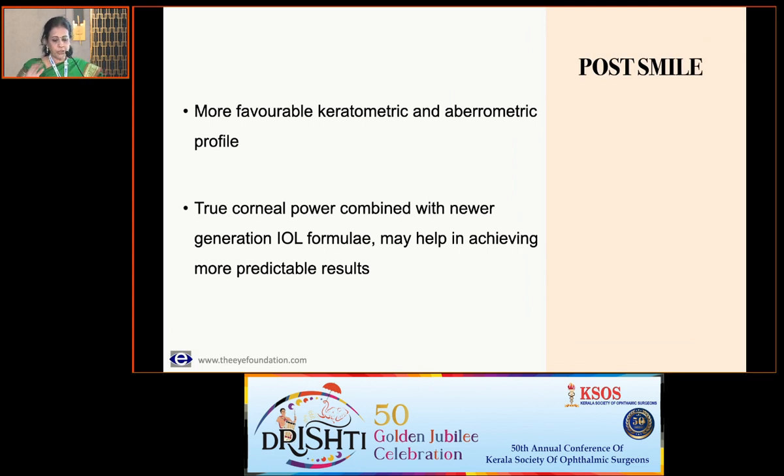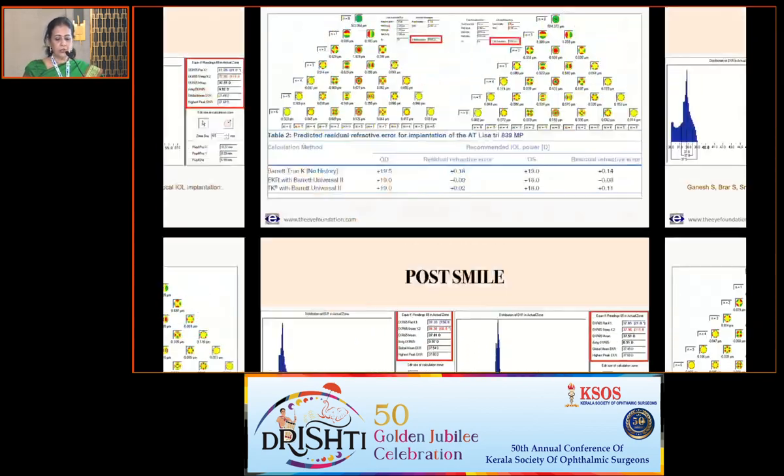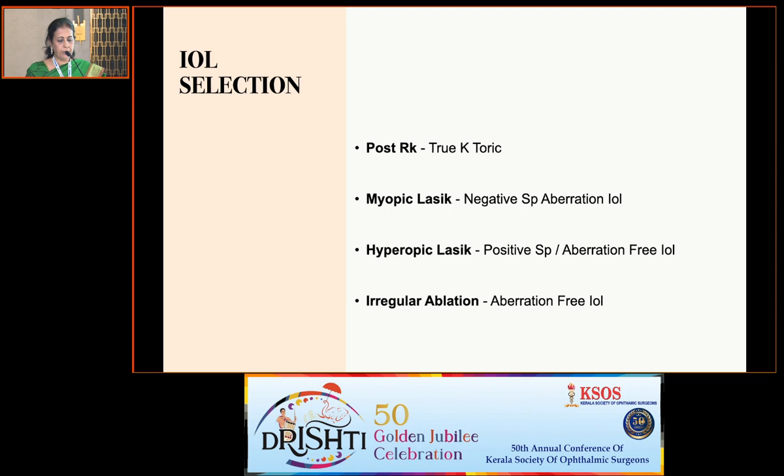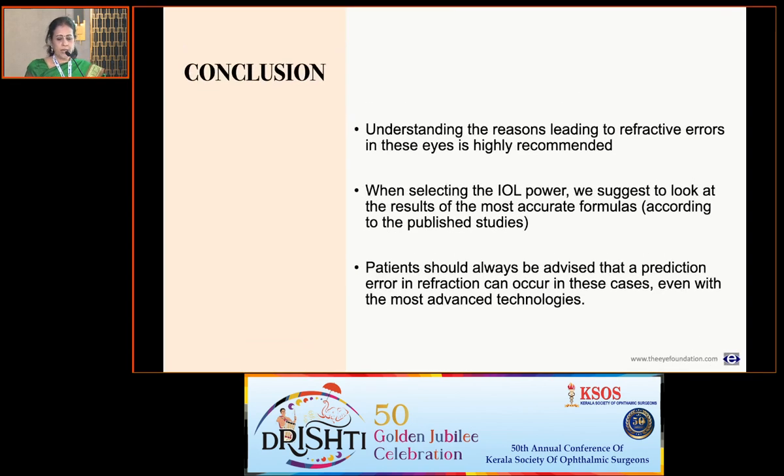Post-SMILE is much better, because of more favorable keratometric and abberometric values, and even the EKR value shows a good peak, so does the aberration study. The last slide, which I have to tell you is, in post-RK, you can use a True-K toric. For a myopic LASIK, we remember that you are inducing positive spherical aberration, so you use a negative spherical aberration IOL, and most of our IOLs are negative spherical aberration. For a hyperopic LASIK, we need to remember that you are inducing negative aberration, so use a positive spherical aberration IOL like a Sensar 3-piece IOL or an aberration-free IOL of Bausch & Lomb, and if it is an irregular aberration, use an aberration-free lens.